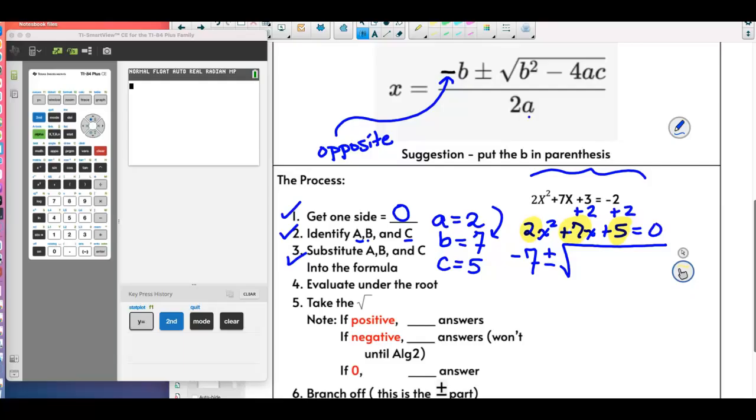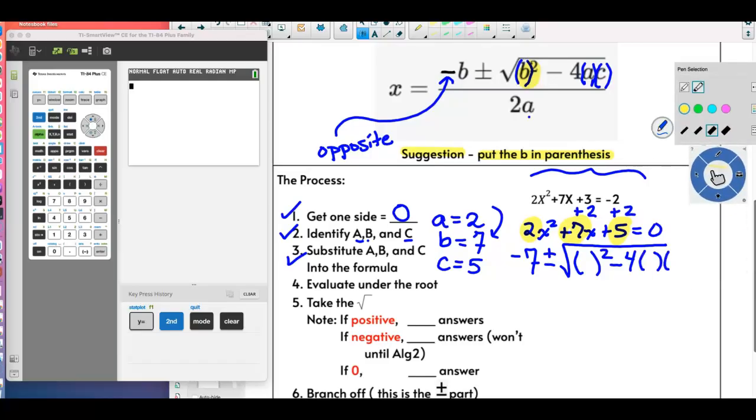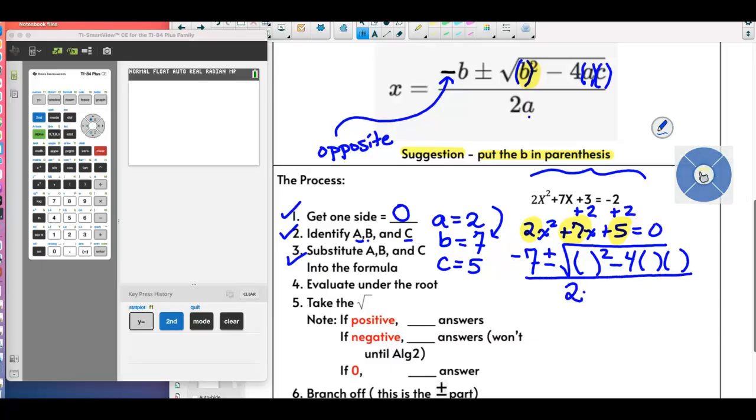And then under the root, I'm going to give you a couple suggestions. You'll notice right here it says suggestion. Put the b in parentheses. I would even suggest you put not only that in parentheses, but these two as well. It's going to help you avoid making sign errors. And let's talk about that for a little bit. Because we are going to be squaring the b right here, and then we're going to be subtracting 4, and then we have to put 2 more ingredients in here, the a and the c. And we put it all over 2 times the a. So let's go put that stuff in there. All right, we've got the opposite b, plus or minus b squared. B is 7. Minus 4 times a times c. All over 2 times a.